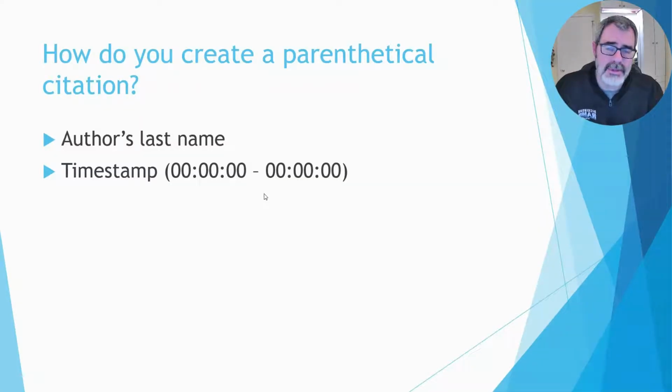But the timestamp is kind of confusing at first, but straightforward once you understand it. You're going to have two numbers. You're going to have the time for when you begin the quote, and then you're going to have the time for when the quote ends. In this case, we have hours, minutes, and then seconds. So the first set of numbers is hours, the middle set is minutes, and then the last set is seconds. Same thing with this other time frame: hours, minutes, seconds. So this is a range here.